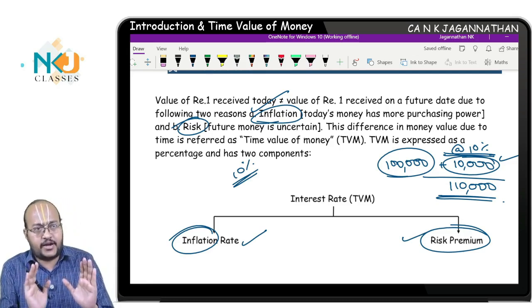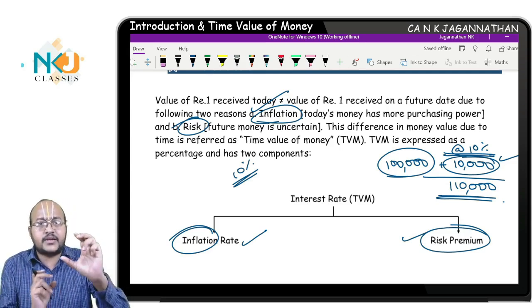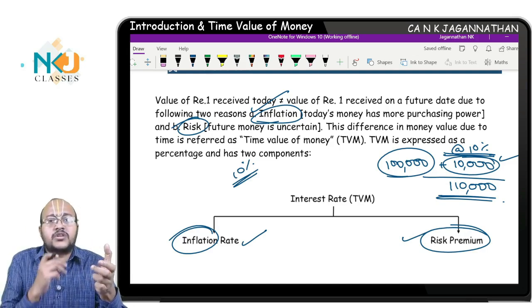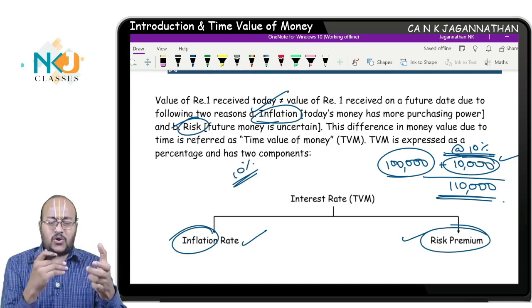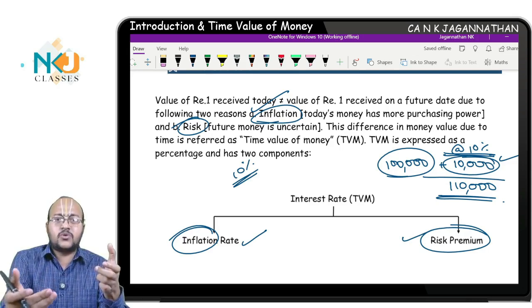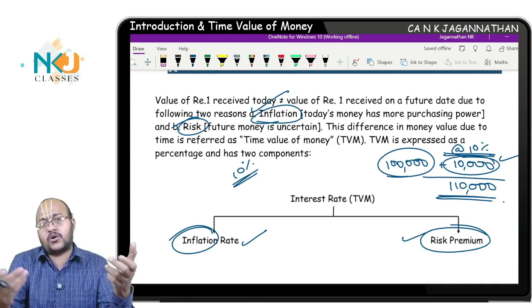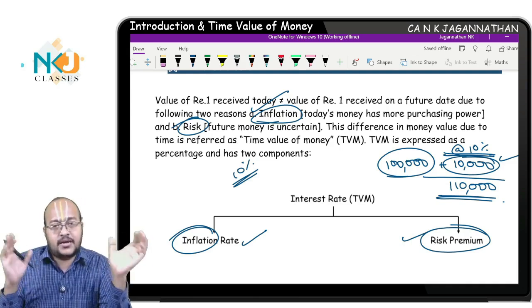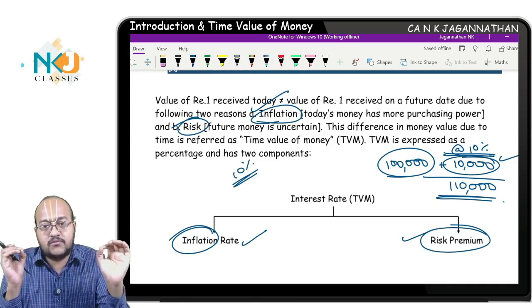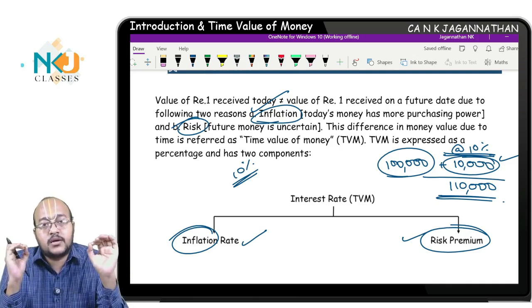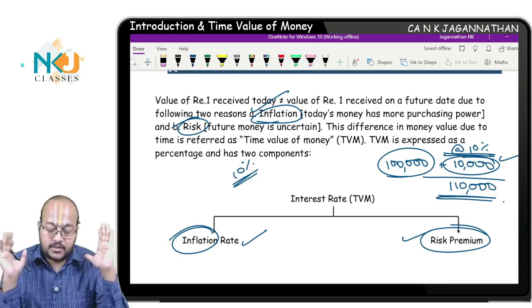Just understand the fact that interest, which you are receiving from the bank or which you need to pay, correct? For borrowings, you need to pay interest, and for deposits, you will receive interest. Either case, the interest which you are paying or receiving will have compensation for two things: inflation, other is risk.